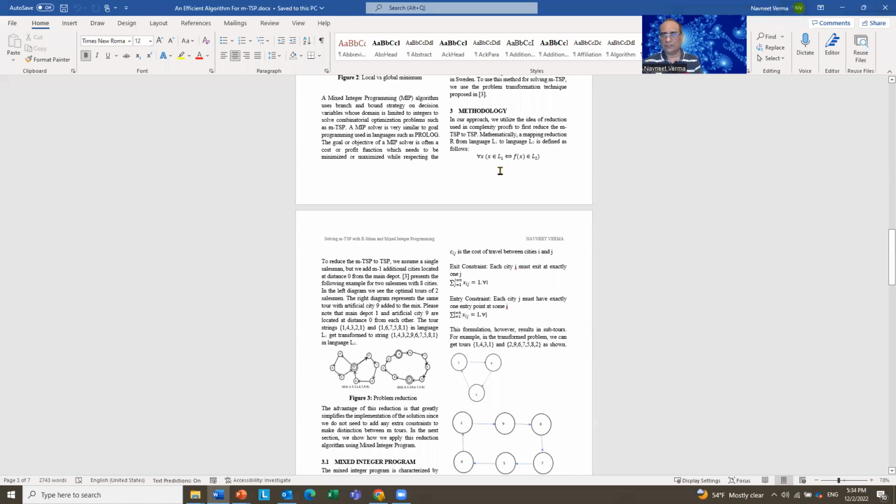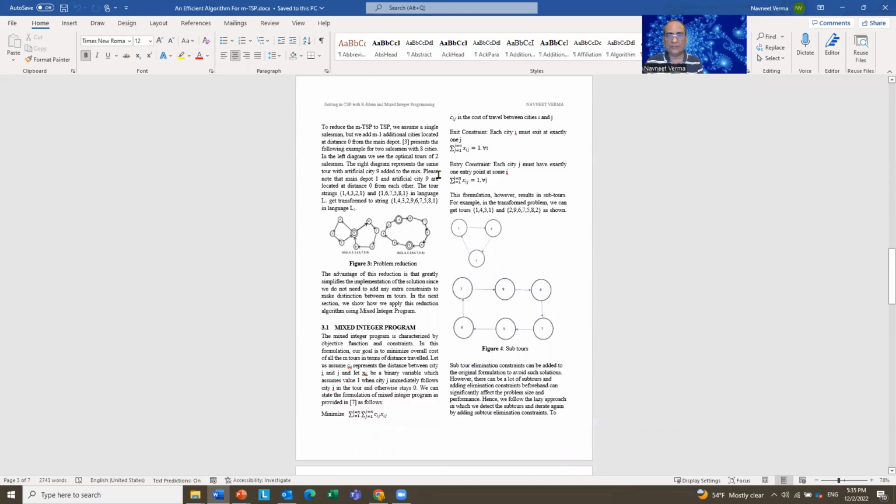First of all, let's talk about the reduction of one language to another that we learned in the class, L1 to L2. X is in L1 if and only if f(x) is in L2, that's the reduction. So basically, if you can solve L2, then L1 is equivalent. If you can solve problem P2, then it's equivalent to solving problem P1. So how do we reduce the multiple traveling salesman problem to the traveling salesman problem?